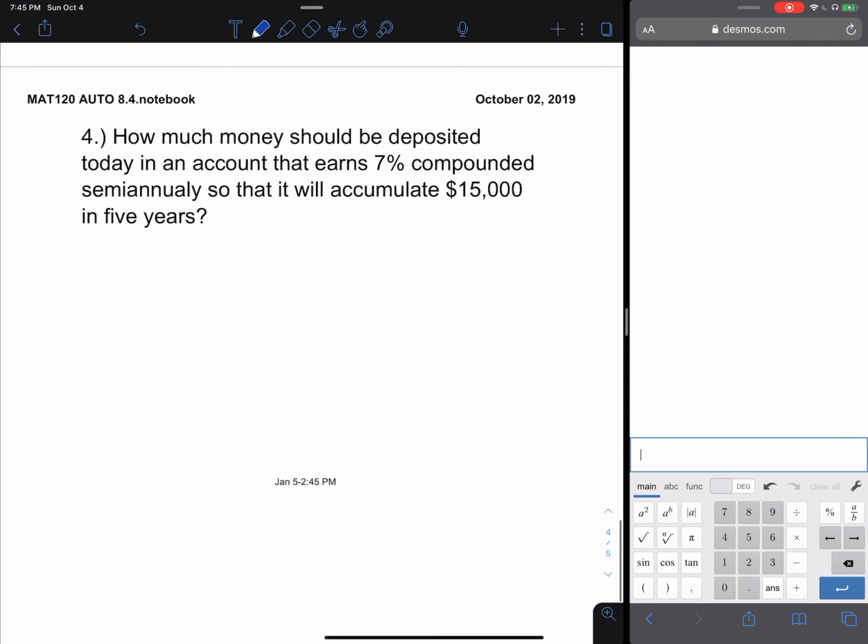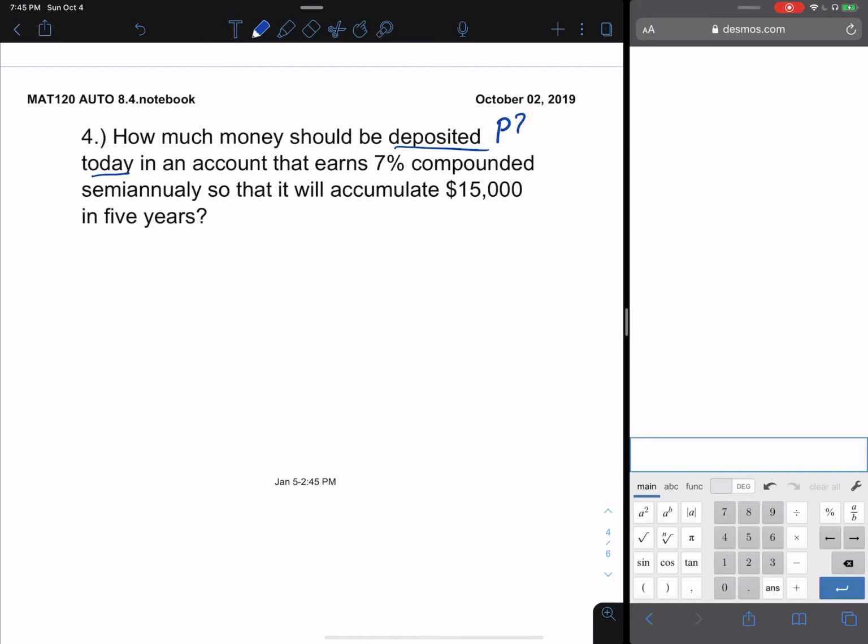So let's look at an example. It says how much money should be deposited today in an account that earns 7% compounded semi-annually so that it will accumulate to $15,000 in 5 years. So they're asking us how much money should be deposited today. So because they're asking us how much should be deposited now, we're looking for the present value or the principal.